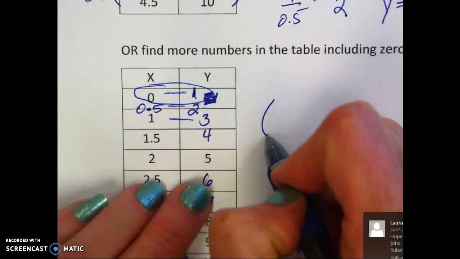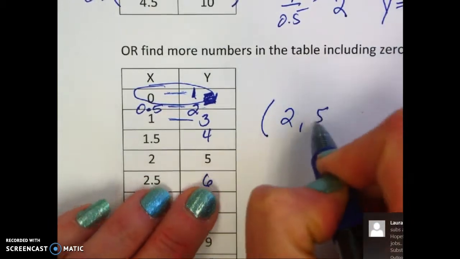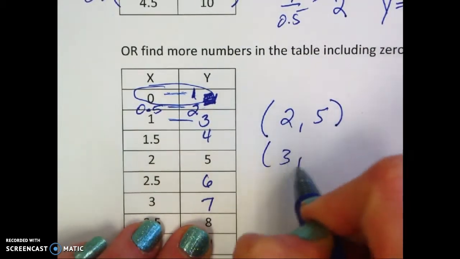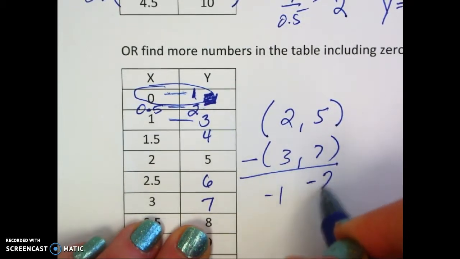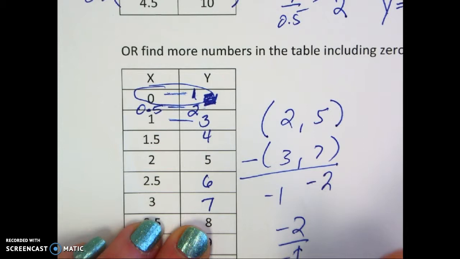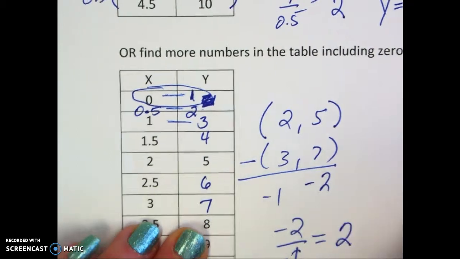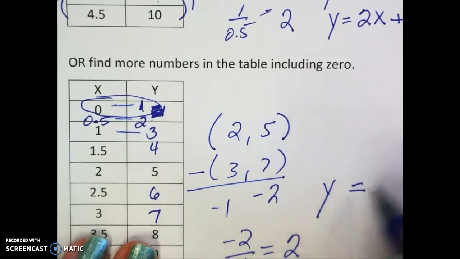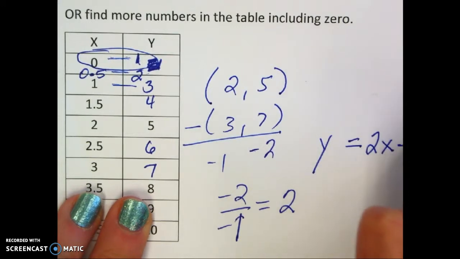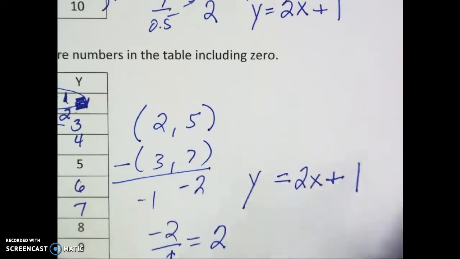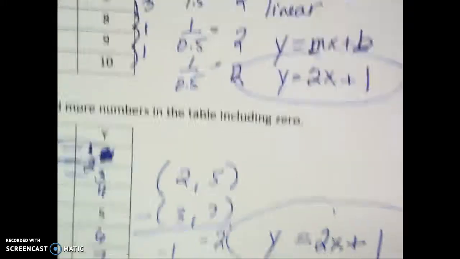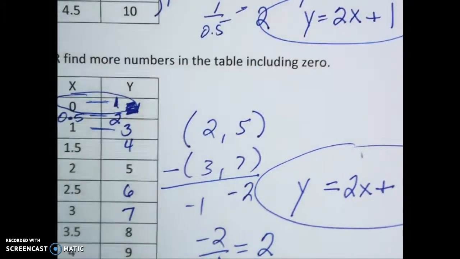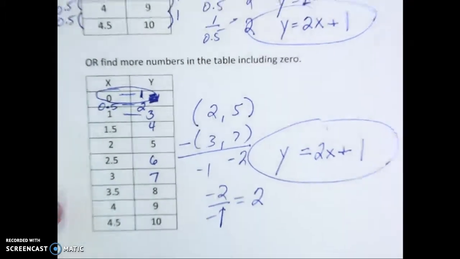And then if we just take two of these points, let's do 2, 5 and 3, 7, and subtract them, we get -1 and -2. -2 divided by -1 is +2. So our slope, y equals 2x, plus our y-intercept, the amount at 0, which is 1. Same equation, it's actually the same table of data. We are just putting in the rest of the points and looking at it a little bit closer.